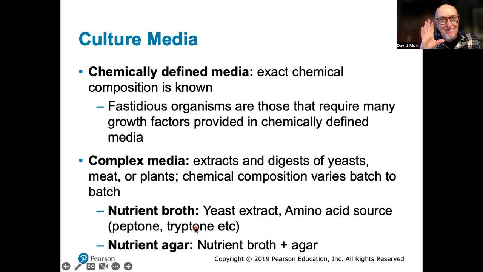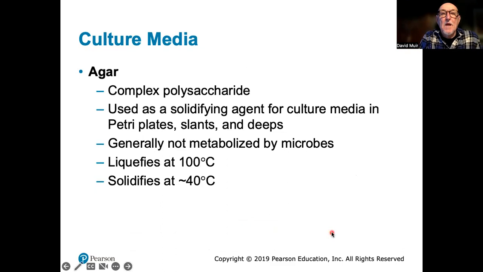These are just enzymatic digests of a rich protein source. So the protein gets chopped up into individual amino acids or into small dipeptides and things like that that are easily assimilated by bacteria. And then a nutrient agar is simply this plus agar. And we'll talk about agar in a sec.